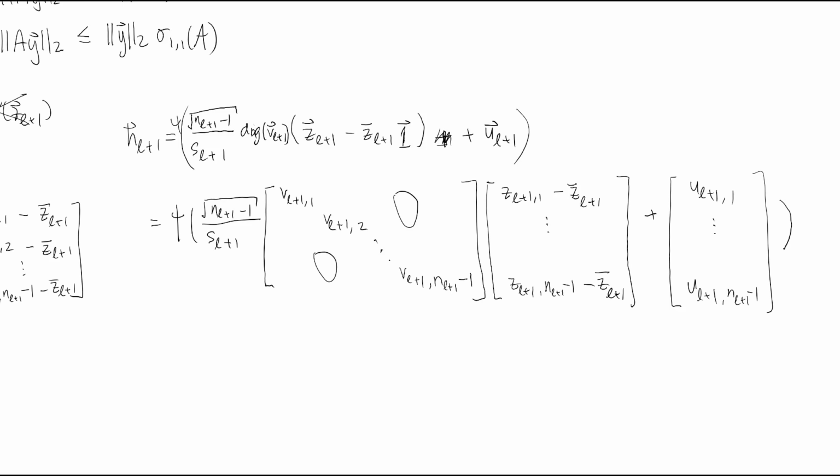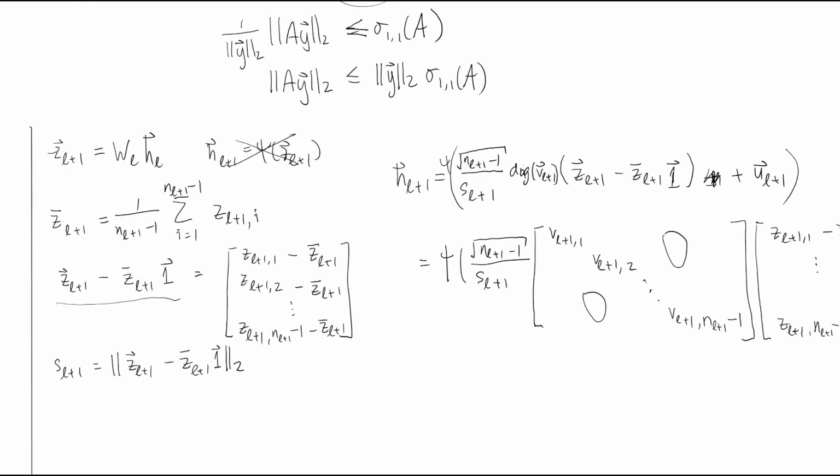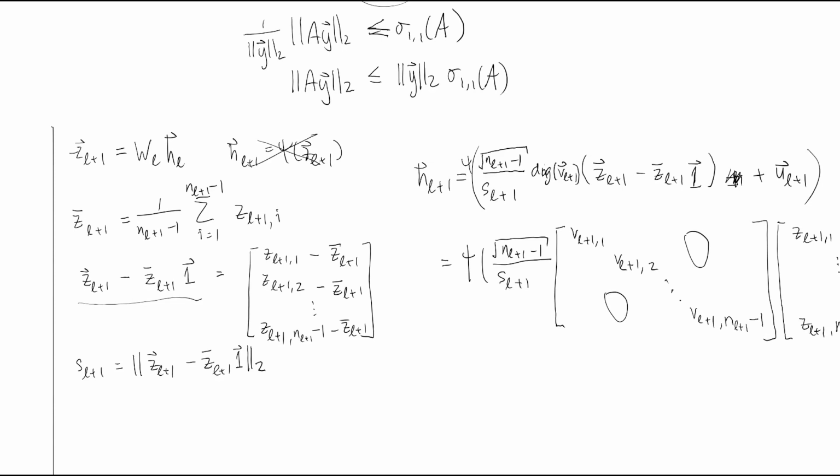So this will help us control the norm of all the Z's and H's, and hopefully it will allow us to have singular values of A, or the singular values of the weight matrix W, much closer to 1. And this will prevent us from getting into issues of exploding gradients.